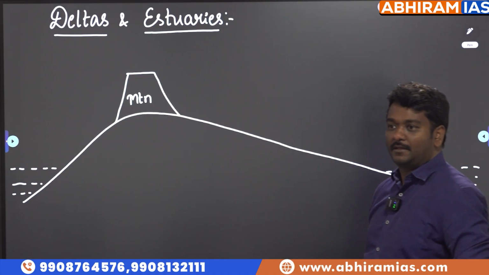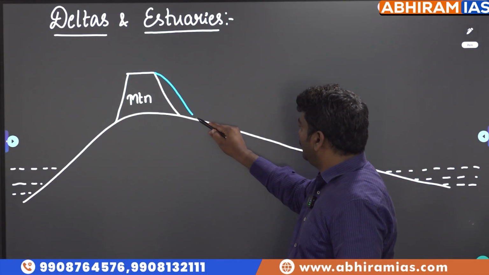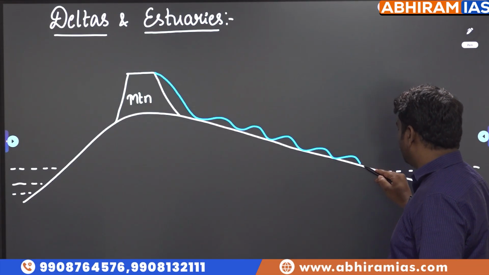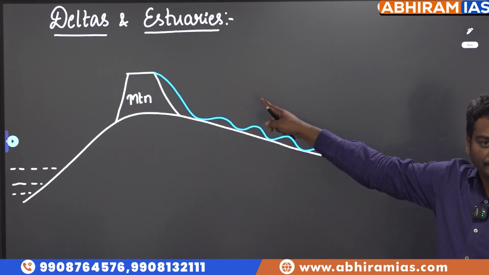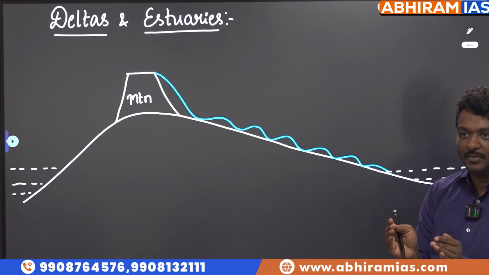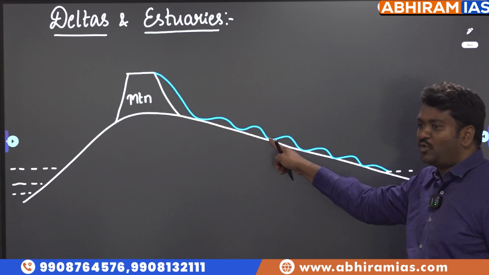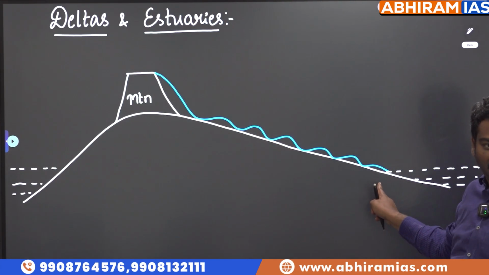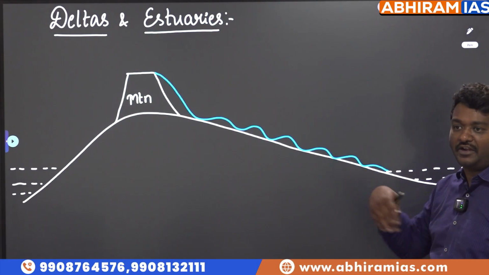So see here, when a river starts flowing, it will break the mountain. Whatever sediments are available, it will carry, and it will deposit most of the sediments. But by the time it comes here into the ocean, as I told you, it cannot enter.